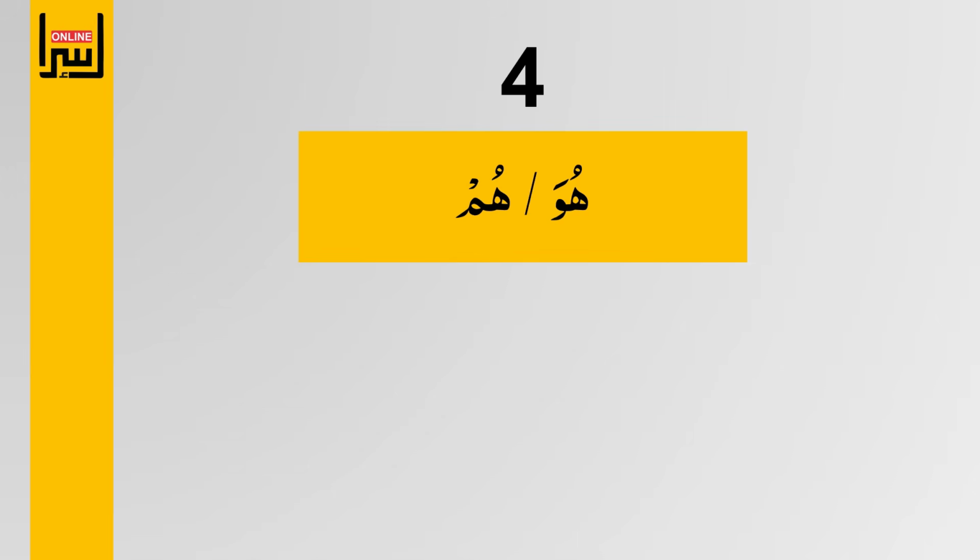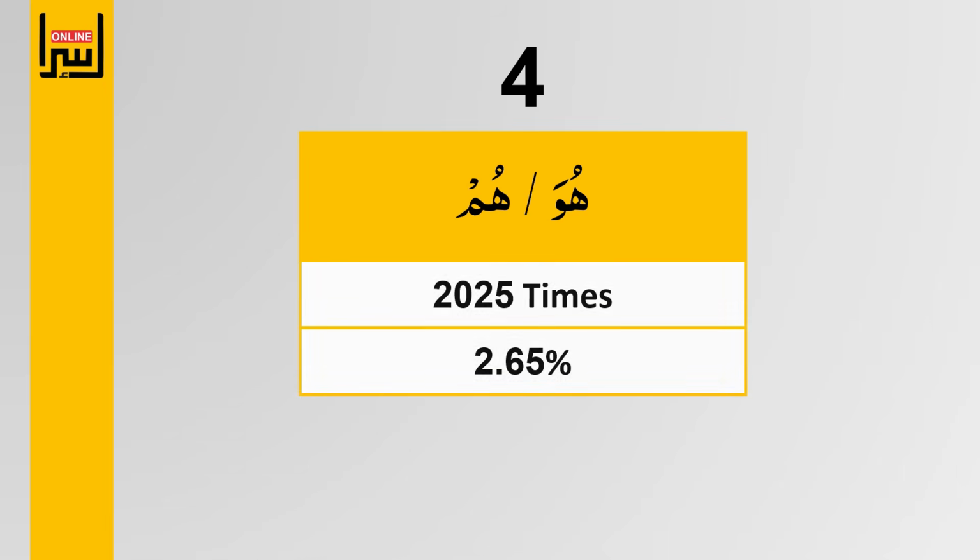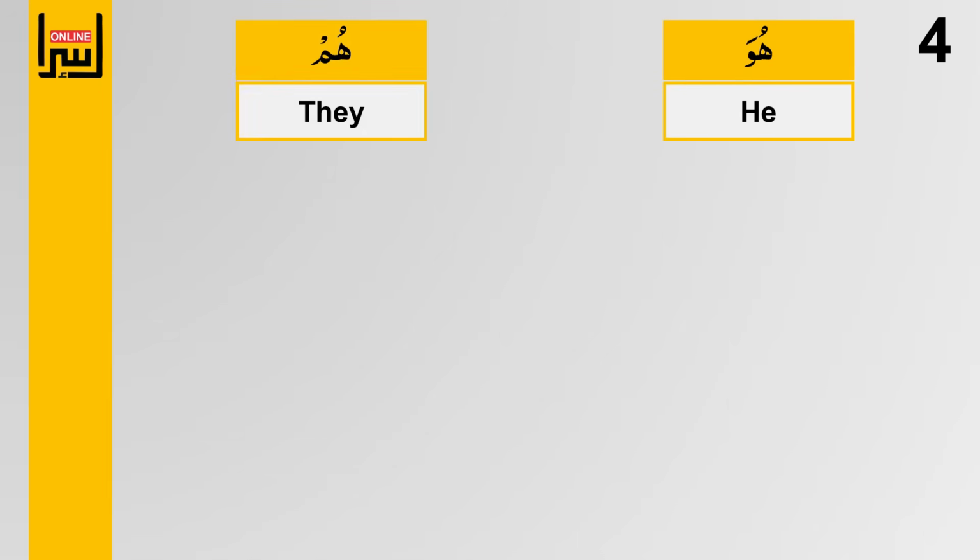The fourth word is huwa or hum. These are used 2025 times in the Holy Quran. So let's learn the meanings. Huwa means he and hum means they. So huwa is singular and hum is plural. Let's look at the example of huwa. Qul huwa Allahu ahad. Say, He, huwa means He. He is Allah who is one.